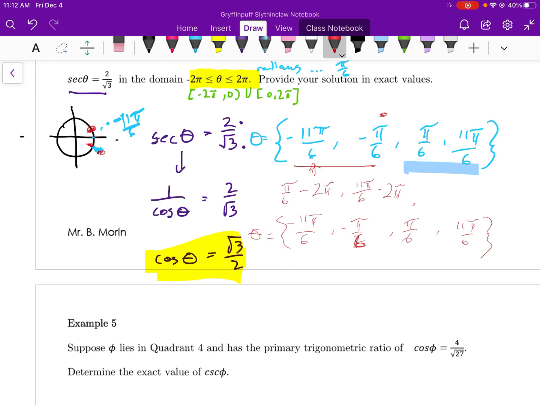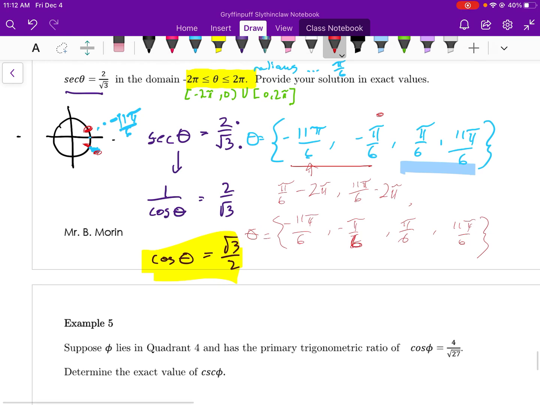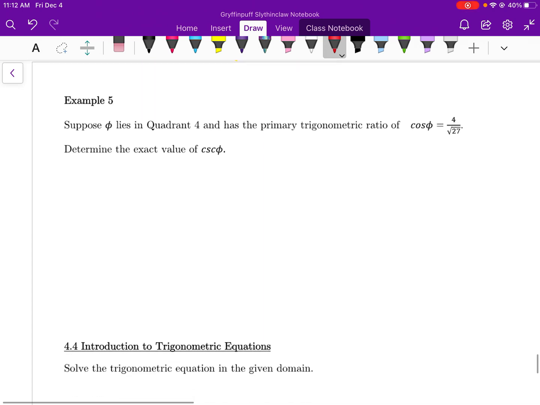So I'm almost done here. We're heading for home. Last example. This lesson has definitely been challenging.